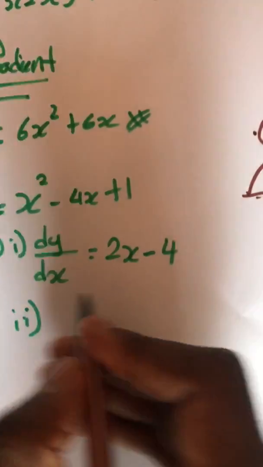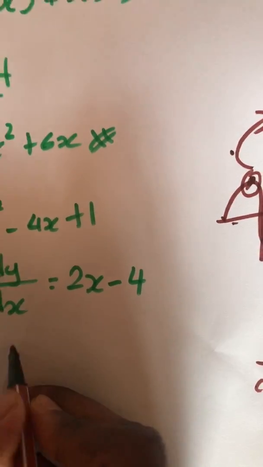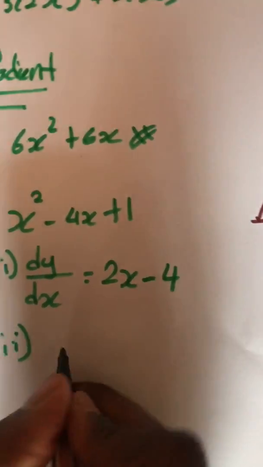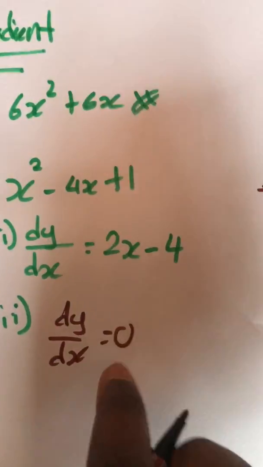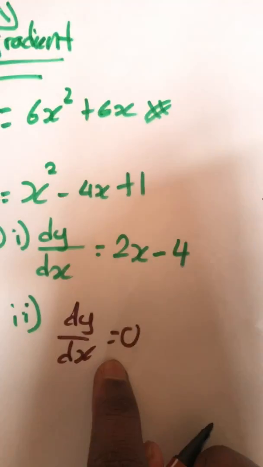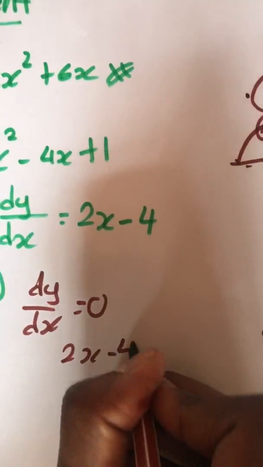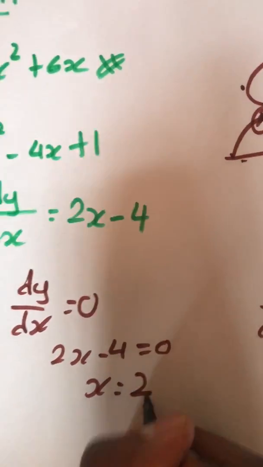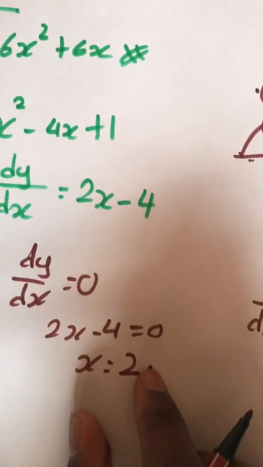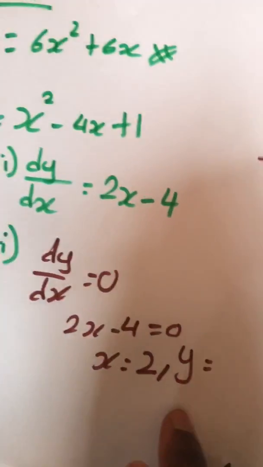Okay, so the same thing we're going to do here. Since Roman 2 they asked to find the coordinates of the turning point, I will assume dy dx equals 0 because they say turning point. If they didn't mention turning point or stationary point, you cannot do that. So 2x minus 4 equals 0. You do your math here and you will get x is 2. But bear in mind they ask for coordinates, so you cannot stop at x, you have to proceed all the way to y. So I'm going to find y.